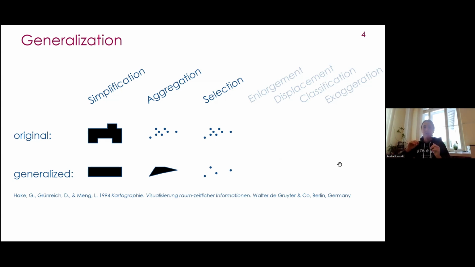In the middle, you see the aggregation. There you might have a lot of observations of birds, as we've seen before, all of these single points, and they are generalized, so they are summarized into one object, a polygon. And the last thing that we will use is the selection. So you might have, again, these multiple events or points, and only a selection of these is visualized, and they should represent the whole data set.